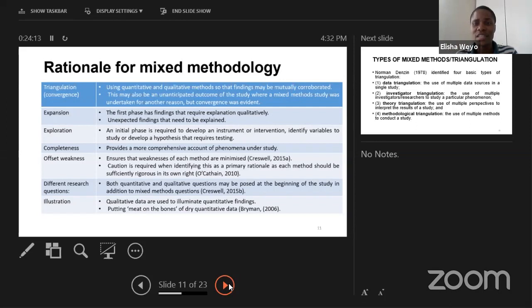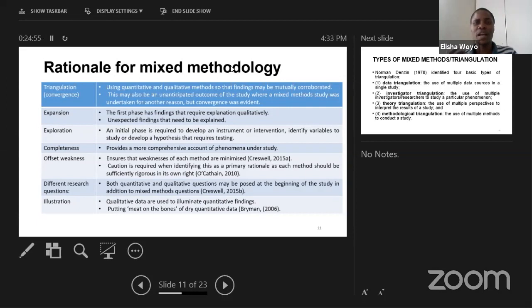So if my construct is loyalty amongst students, I should collect that particular construct's data from both sides of the methodology. I should measure it qualitatively and I should measure it quantitatively, because my aim is to corroborate the findings. This may also be an unanticipated outcome of the study, where perhaps a mixed methods approach was undertaken for other reasons, but convergence was evident, and that's the reason why perhaps we do triangulate.